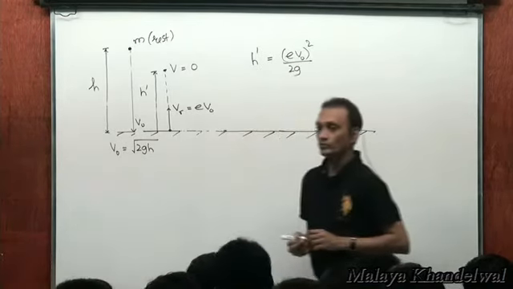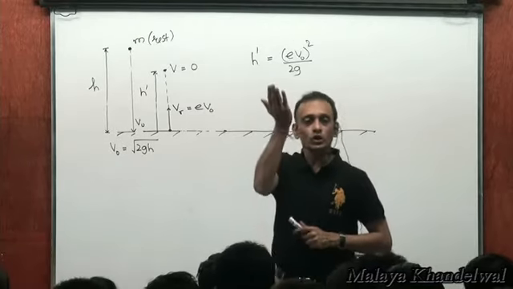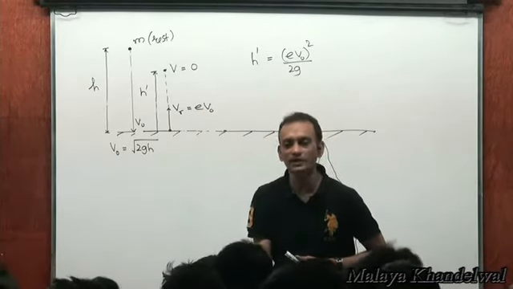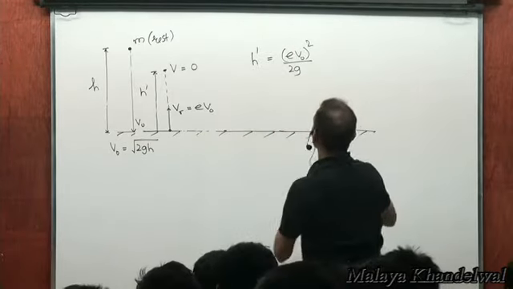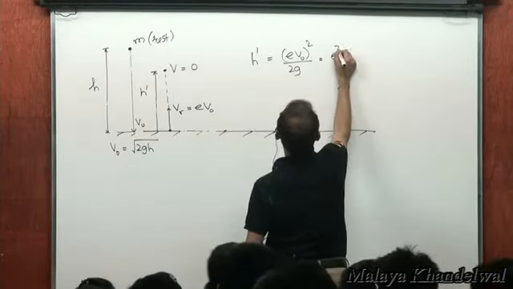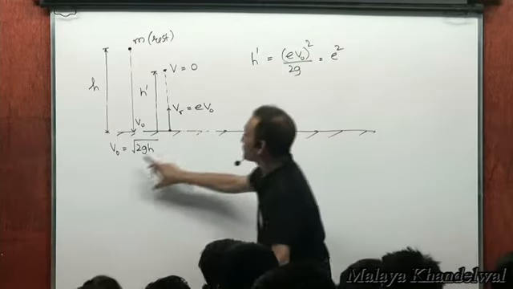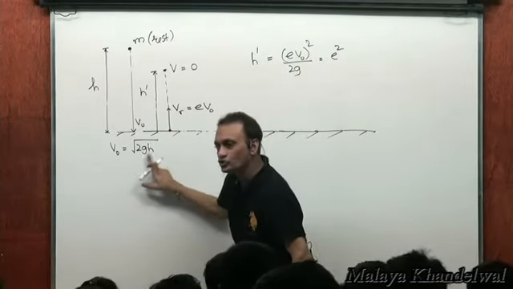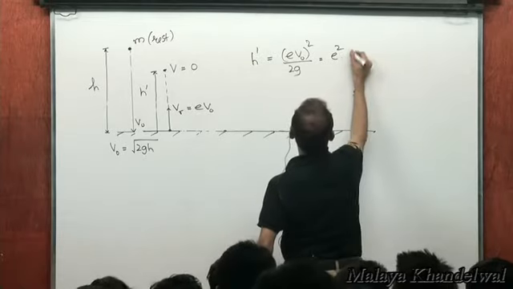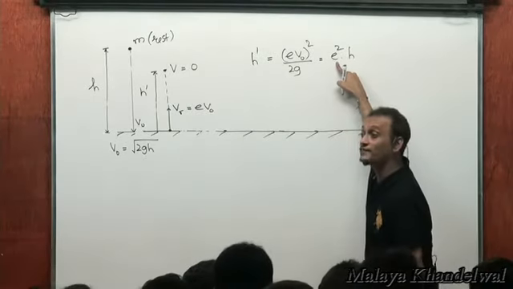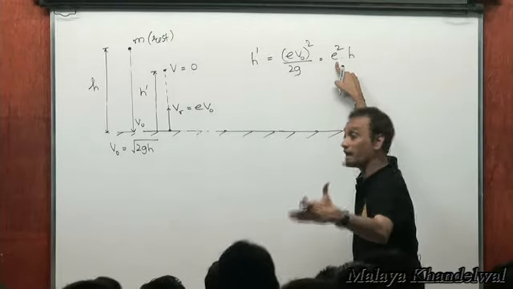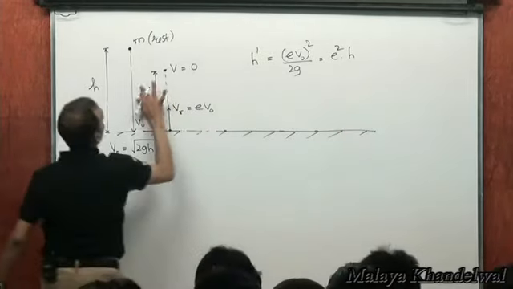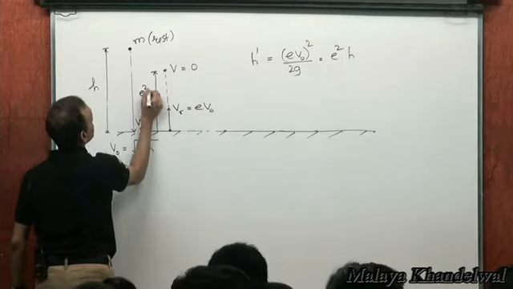If you launch it with a velocity u, then the maximum height reached would be u squared by 2g. So this is E squared, and v0 squared by 2g is h. So it rises to a height which is E squared times h.